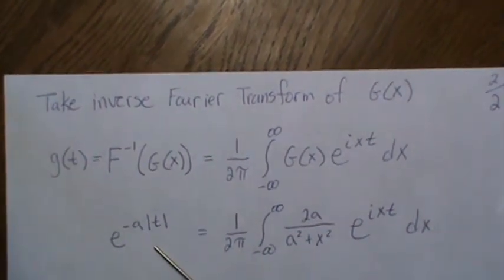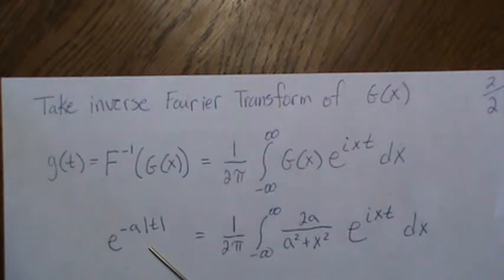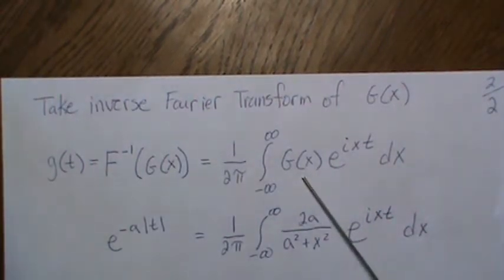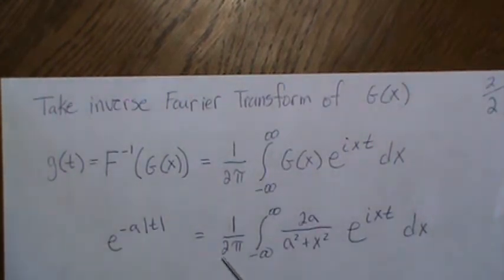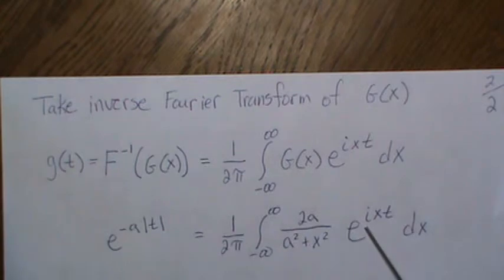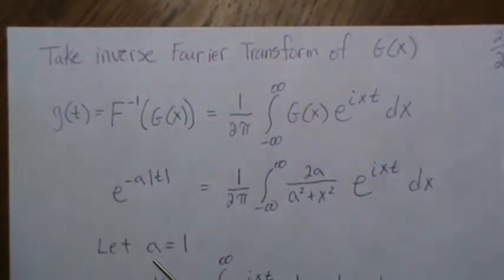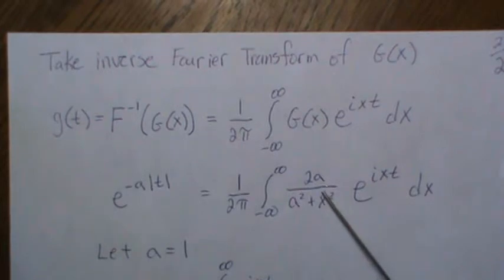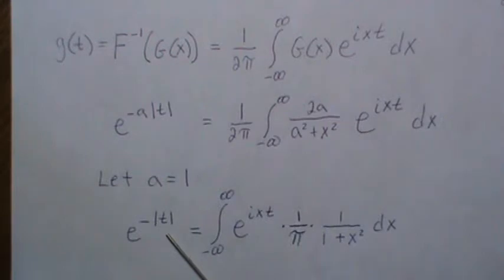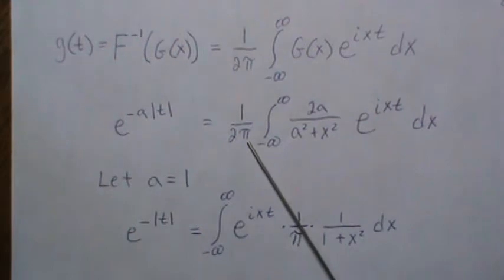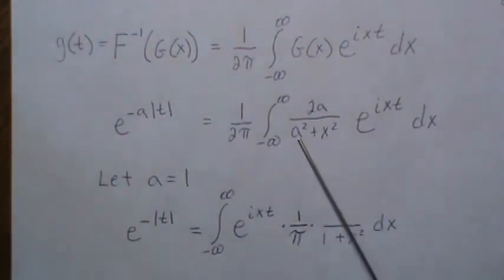So our original function is e to the minus a absolute value of t, and then we plug in our g of x that we just derived, which is this. Okay, so the 2's cancel, and the e can be taken up. But let's let a equal 1 here. So that means we have e to the minus absolute value of t, and here I just put it first, and then I took the pi inside, the 2's cancel, the a goes away, and that's 1. So we get this.